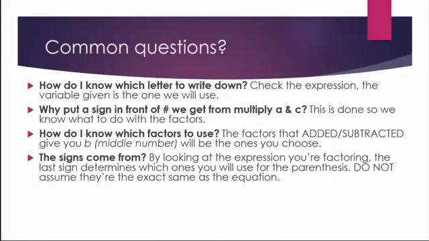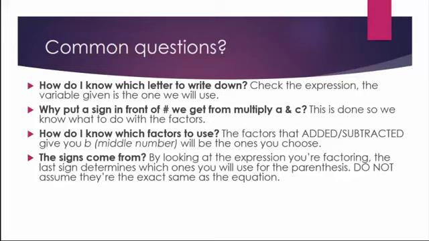The signs come from the ones inside the parentheses by looking at the expression you're factoring. The last sign determines which one you will use for the parentheses. Do not assume they're the exact same as the equation. So if my beginning expression has a minus and a plus, don't assume you're going to have a minus and a plus in the parentheses. This is not the case. You have to just look at the last sign. The last sign of your expression will determine what signs you're using inside your parentheses.